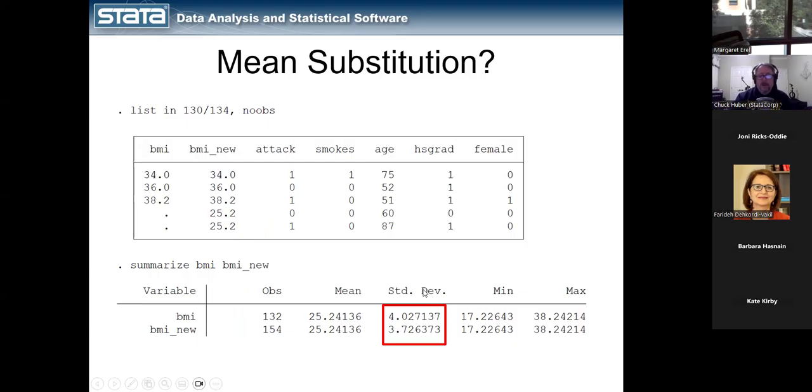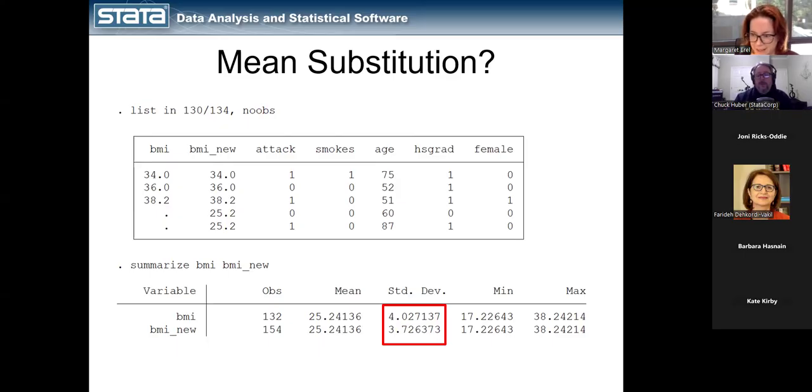But if we look at the standard deviation, notice that the standard deviation for BMI_new is smaller than the standard deviation for the original variable BMI. So why is this? Well, if you think about it, and someday I should put it on the slide, but I just kind of assume everyone remembers it, the formula for estimating the standard deviation is each observation minus the mean, square it, and then divide by n minus one, and then take the square root of that. Anyway, that piece of the equation, each observation minus the mean, that's where the problem occurs.